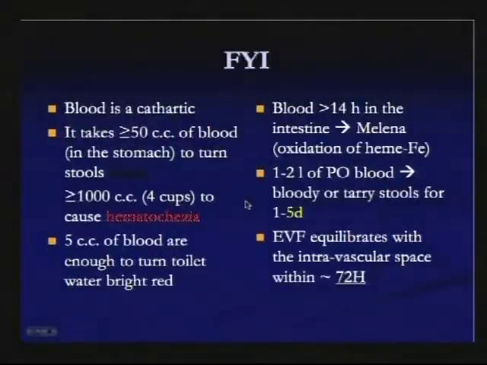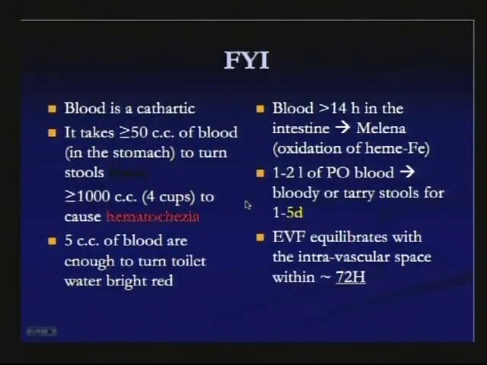Just for your own knowledge, 5 cc's of blood are enough to turn the toilet bright red. Blood in the intestine for more than 14 hours can turn into melena. So if you have a small angiectasia in the cecum and it stays there for some time, it can present as melena. The bacteria in the small intestine or the large intestine can cause oxidation of the iron into hemochromes, and those are black.